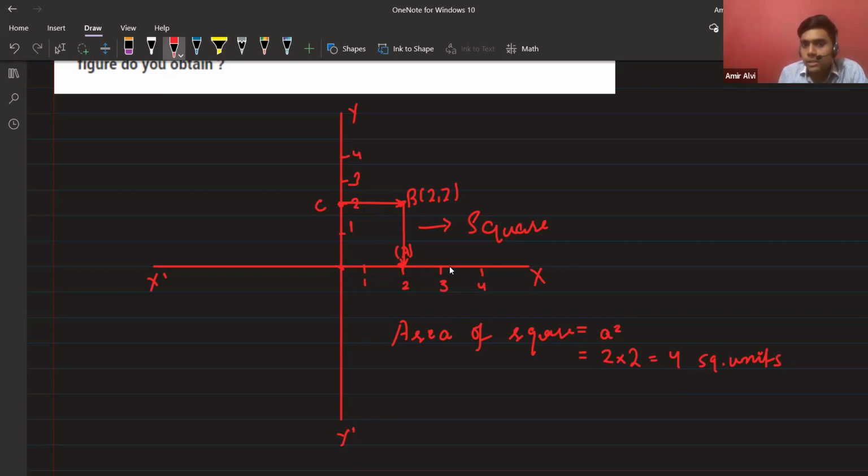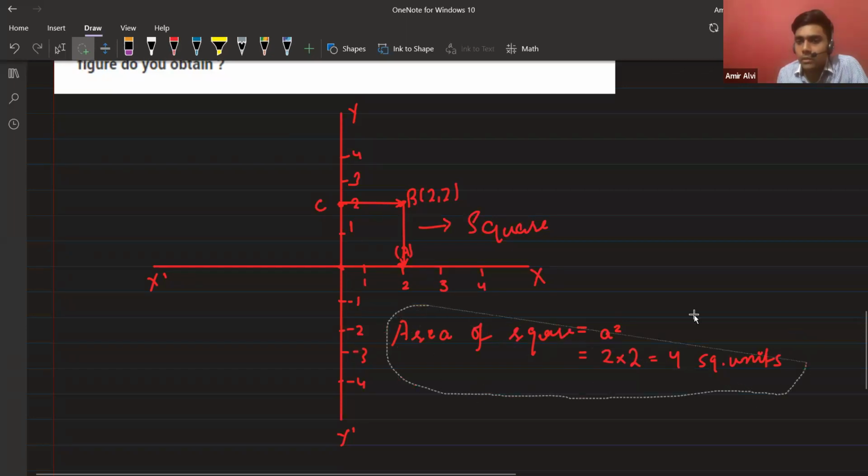So if this is a mirror, the image will be here. Minus 1 here, minus 2 here, minus 3 here, and minus 4 here. Yes or no, Simran? If you are standing here and the mirror is placed here, the image formation will be on this side. Yes or no? Very good.